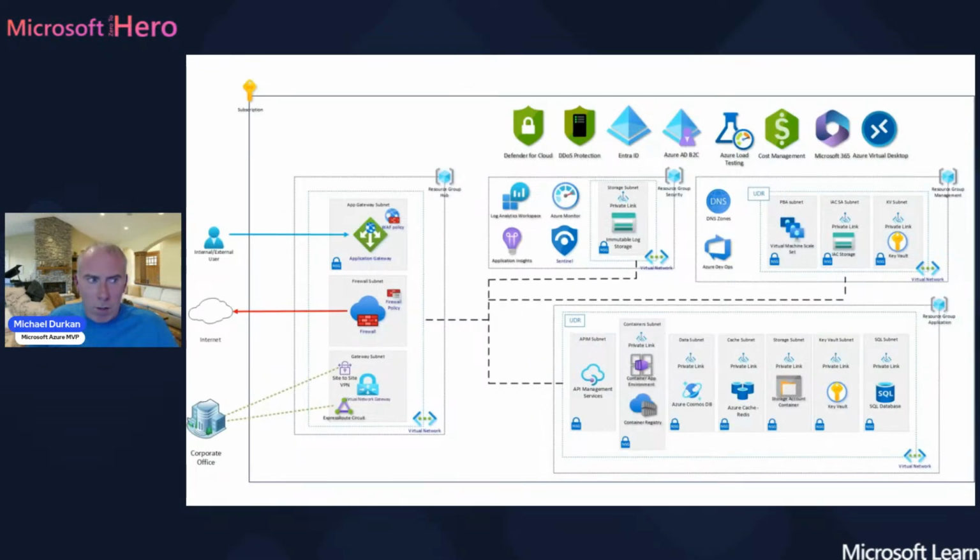So with all of that, I'm just going to throw this up on the screen. Let's call it a sample landing zone diagram to show a lot of the things that I've been talking about so far. As you can see, we've got our internal and external users hitting our application gateway up there on the left. They're coming in via the application gateway.